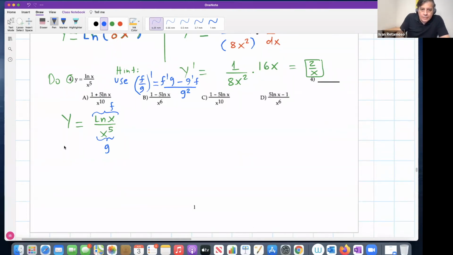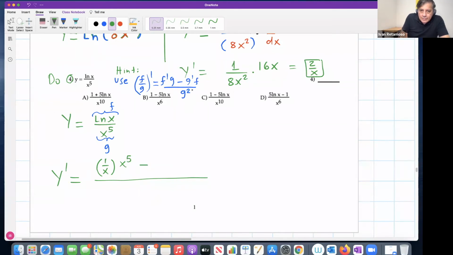So let's do it together, right? The derivative of this function should be the derivative of f. This is how the quotient rule starts, right? Derivative of the numerator. We know that the derivative of natural log of x is 1 over x, right? 1 over x. This is this. Times the other function as it is, x to the 5th.